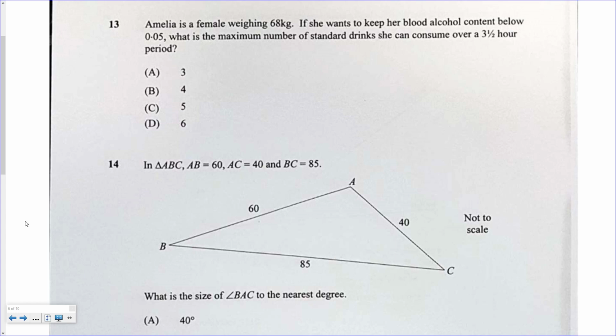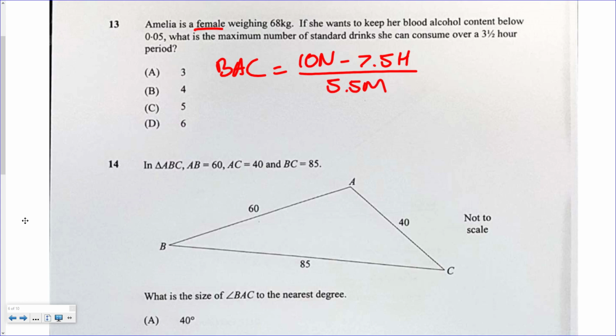So what we're going to use here, seeing that this person is a female, is the blood alcohol content formula, which I'll just write down very quickly. For females, it's (10 times N minus 7.5 H) over 5.5 M. In this case, N is the number of drinks, H is the number of hours you've been drinking, and M is the mass of the person.